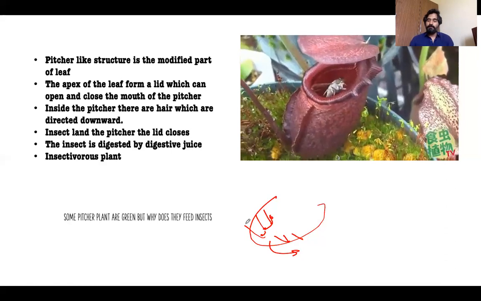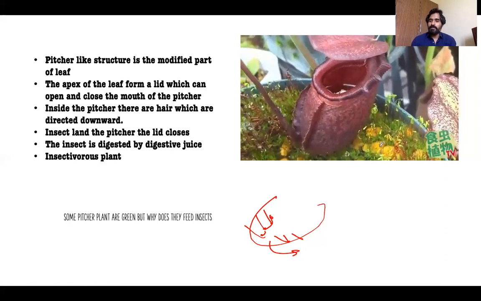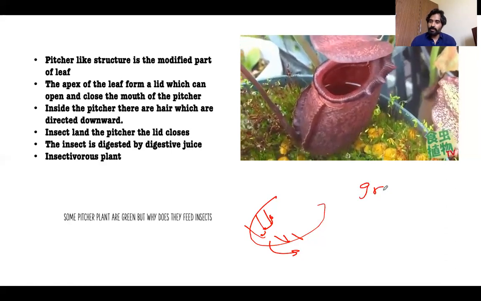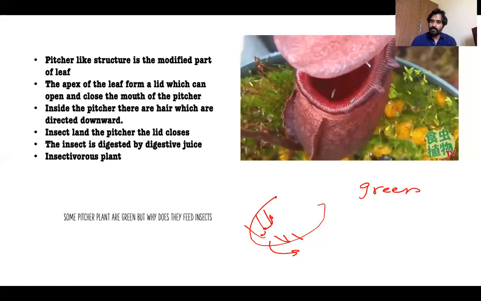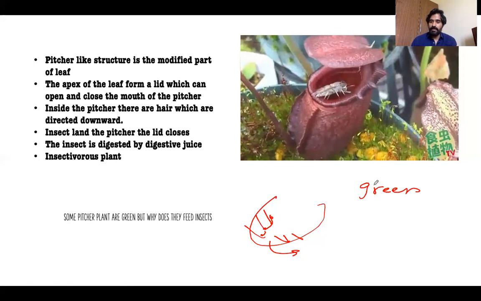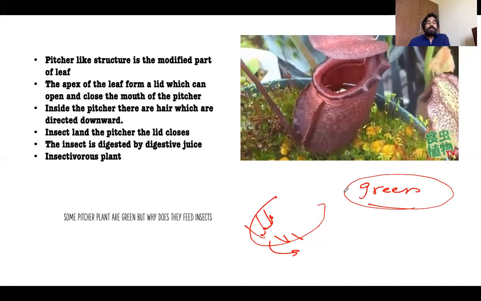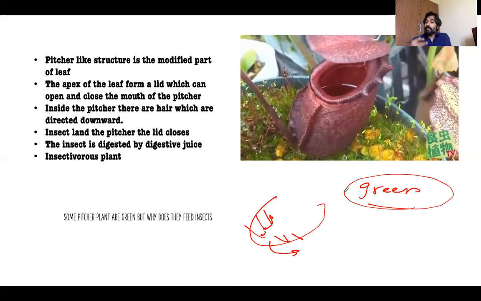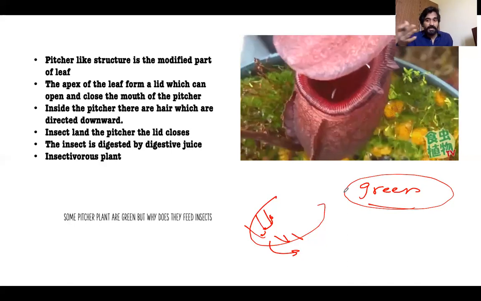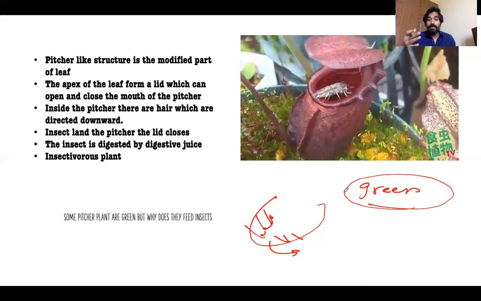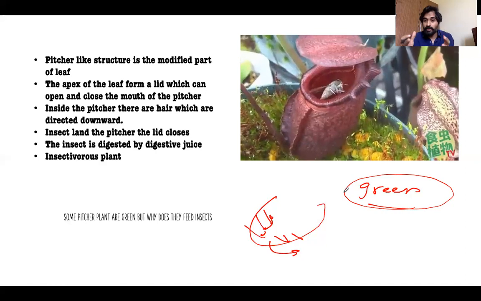So the main aim, look, there are many pitcher plants which are also green. What do I mean by green? This pitcher plant you can see is yellow-red in color, but there are many pitcher plants which are actually green. If it is green, it means they can do photosynthesis. They can create at least carbohydrate, right? But then why do they need to kill insects?